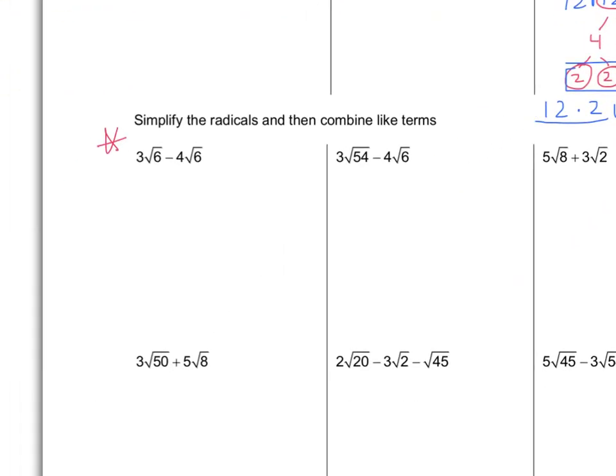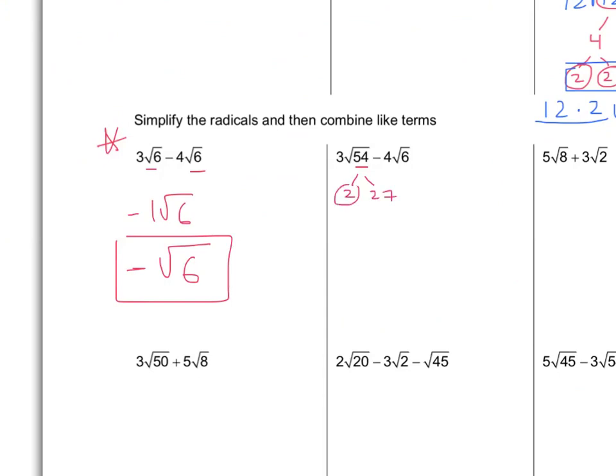Now, since they have the same radical, you can combine them. So 3 minus 4 is a negative 1 radical 6, which means it's a negative radical 6. Now here, as you can see, 54 is really big, so you can do the tree. So it's 2 times 27, and then 27 is 9 times 3, and 9 is 3 times 3. So 54 basically is 2 times 3 times 3 times 3.